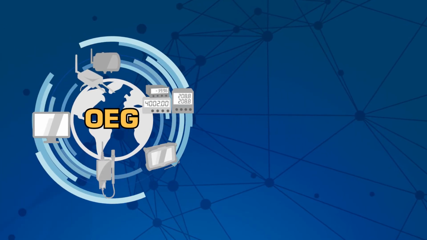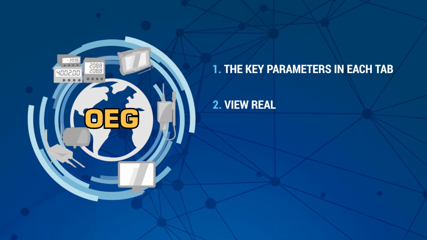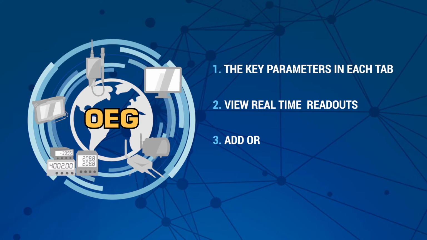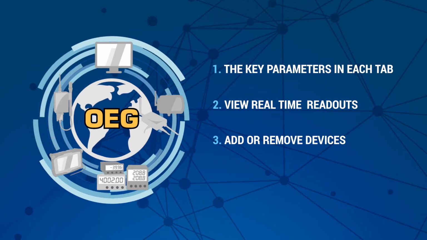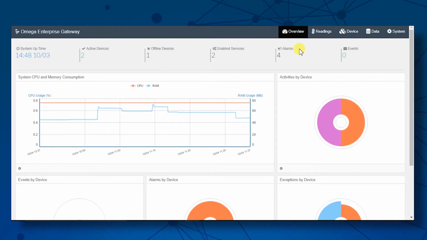By the end of this video, you'll know the key parameters found in each tab, how to view your device's real-time digital or analog readouts, how to add or remove a device, and how to download selected data. So let's get started. When you launch OEG, the first tab you see is Overview.